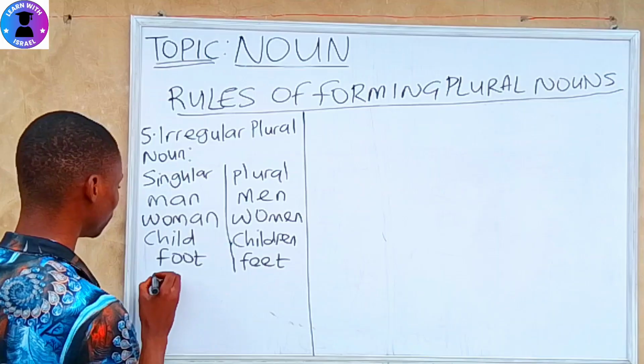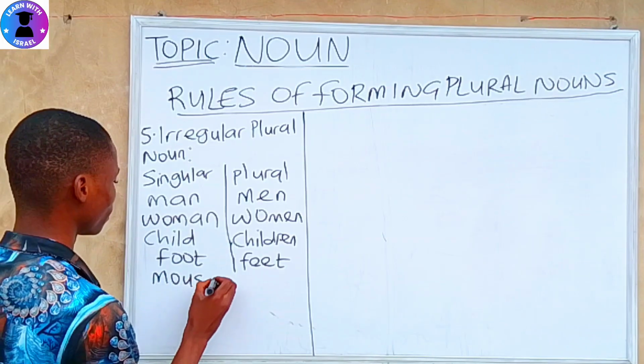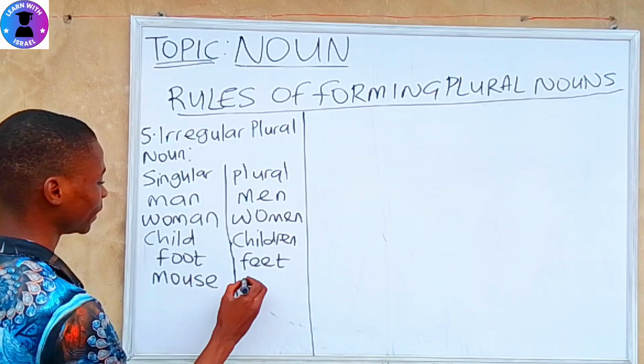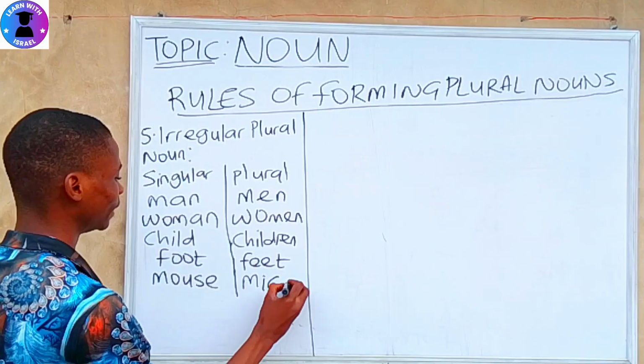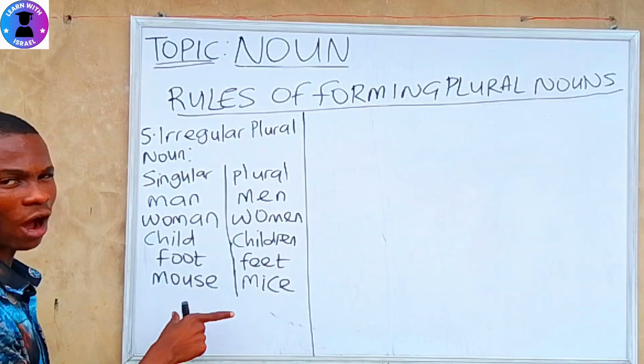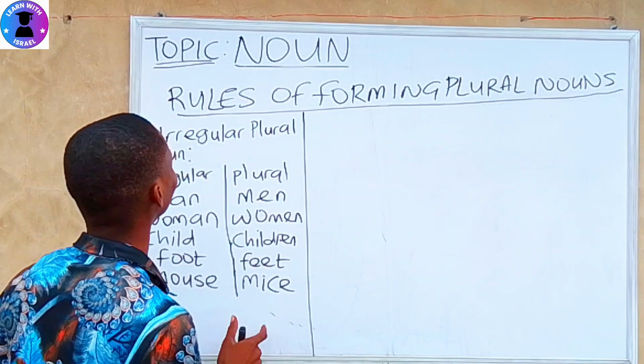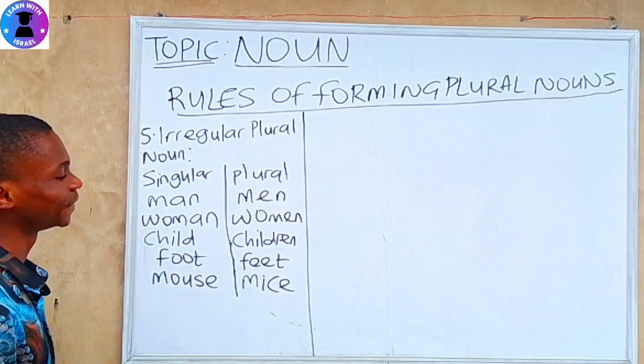We also have mouse. And the plural of mouse is mice. When I say mouse, I'm talking about the animal. The plural of mouse is mice. So let's move to the sixth one.